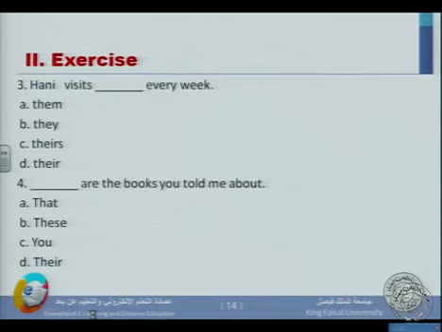Hani visited فراغ every week. Visits. This is a verb. This is a subject pronoun. Here's a possessive pronoun. Possessive pronoun. So the answer is them.